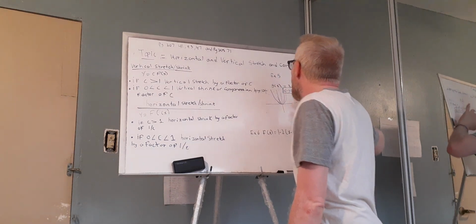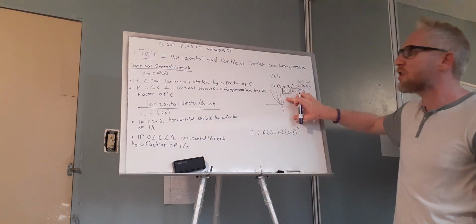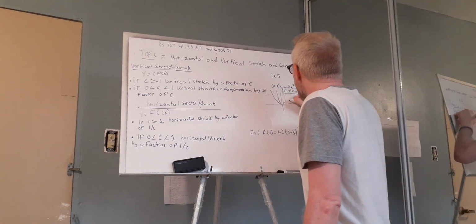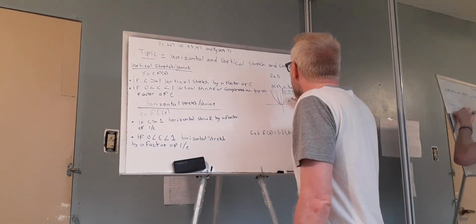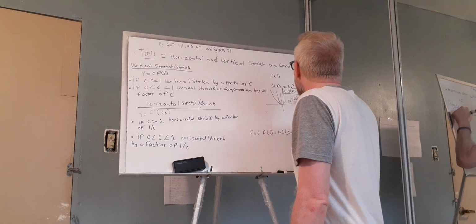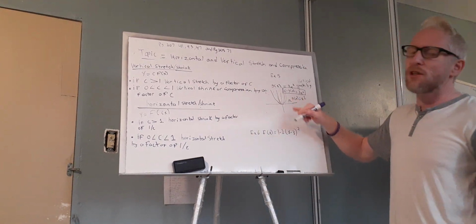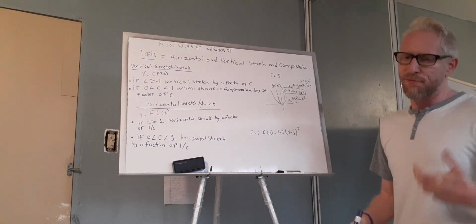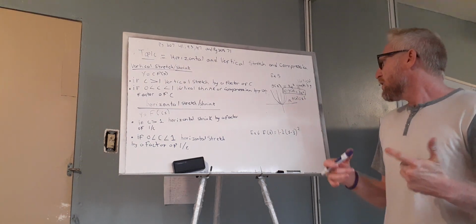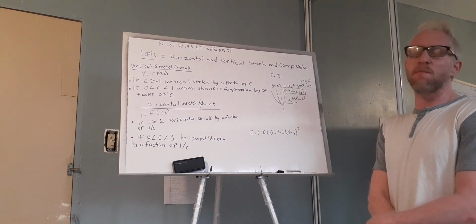When you compare it to the parent function, you see the parent function is here. And let me just identify it so you guys know what I'm talking about. When you compare it to the parent function, it's actually being stretched. So that's why we call it a vertical stretch. So that's about it. Very simple.